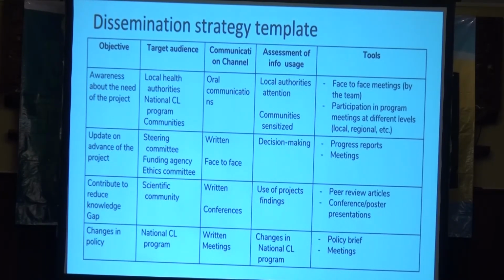And ideally, we want to have a change in policy. So for doing that, we need to target the national program of cutaneous leishmaniasis, and we will do that with written communications and with meetings, and probably policy briefs will be a good way to approach them, and also meetings, which is the most effective way. I think that's it. Mari, something?